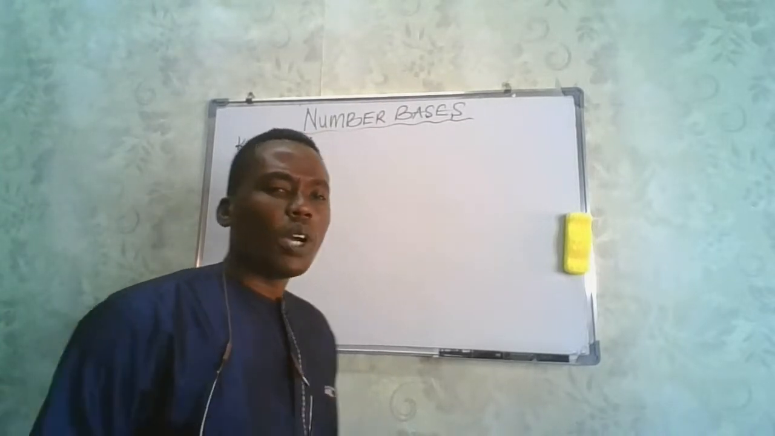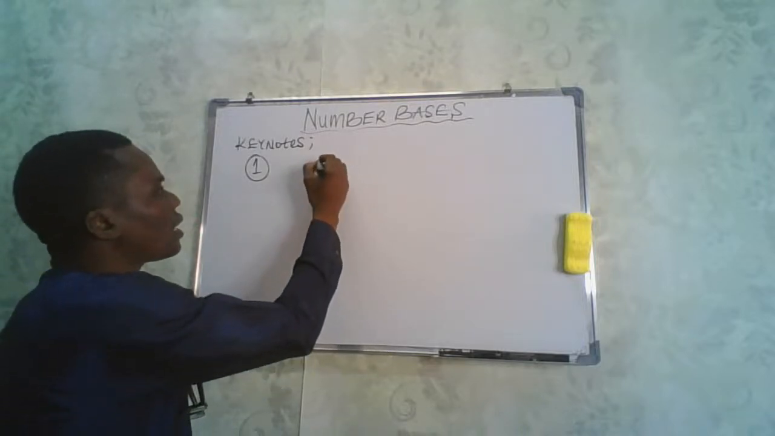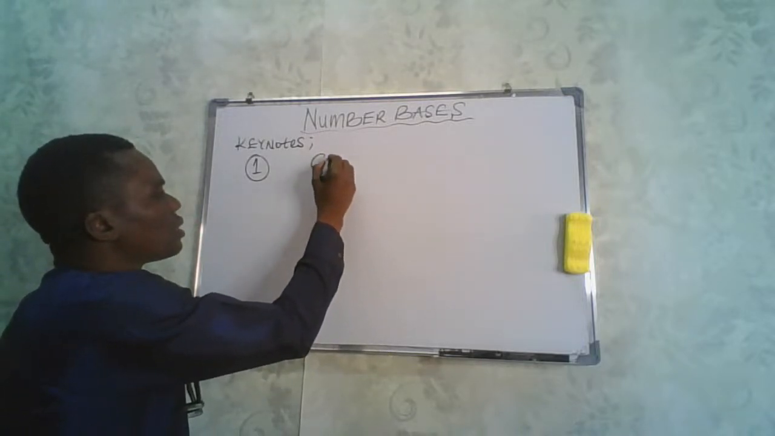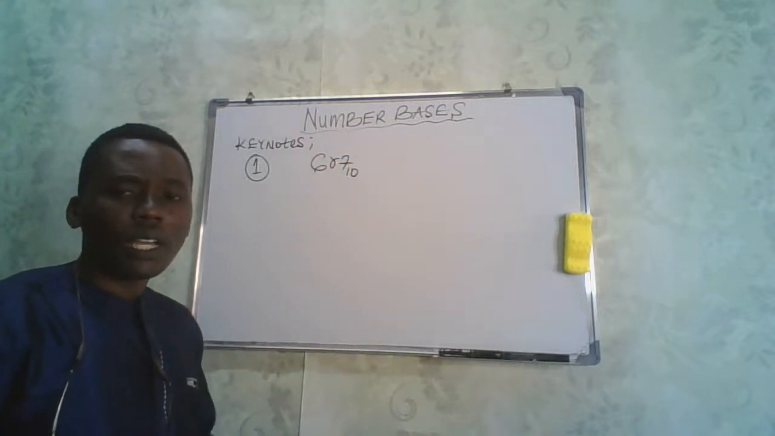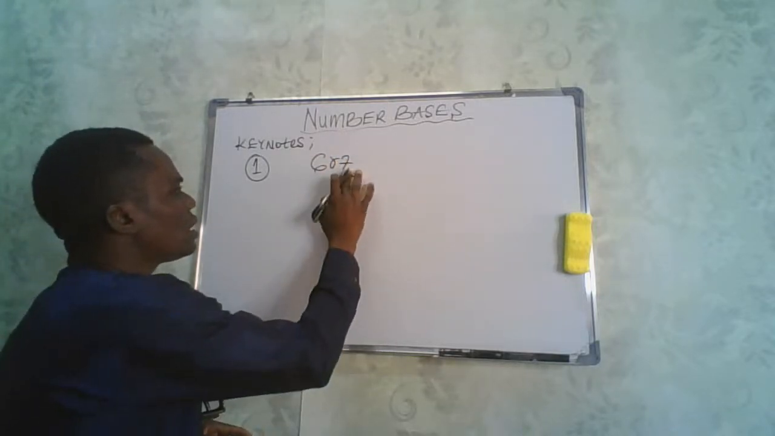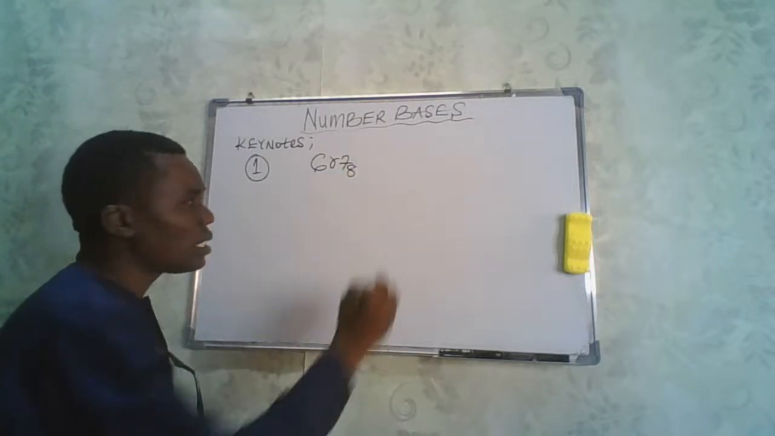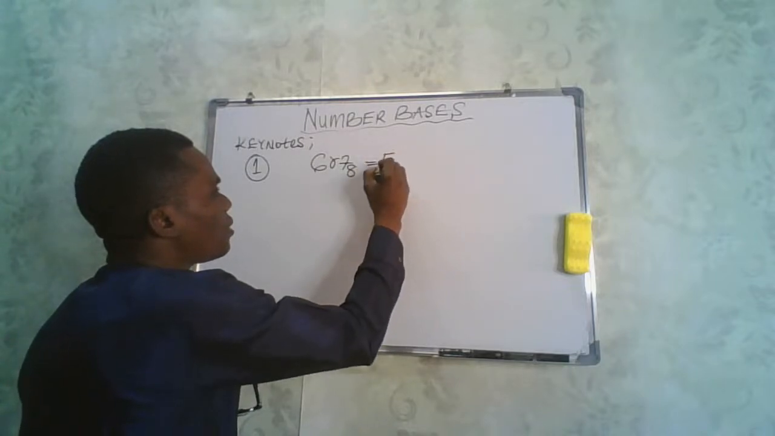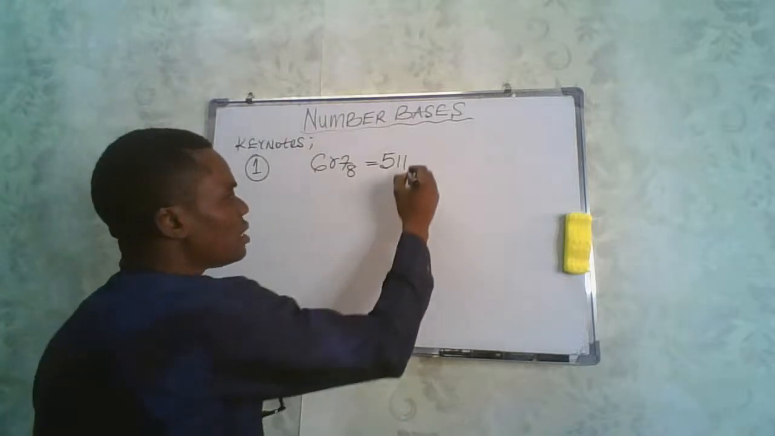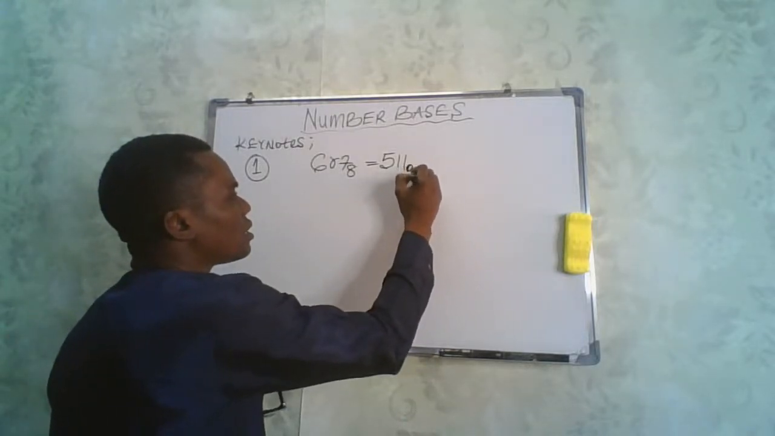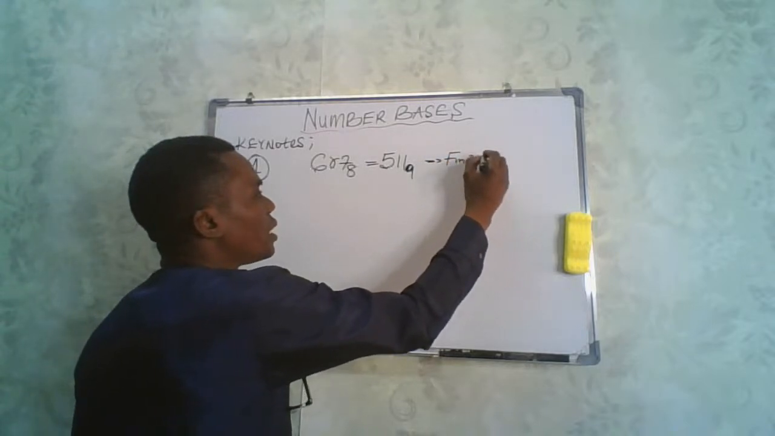Let's assume that you are given this example. If you are given a question like 6r7 in base 8, and you are told that this is equal to 511 in another base, let's assume base 9, and you are asked to find r.